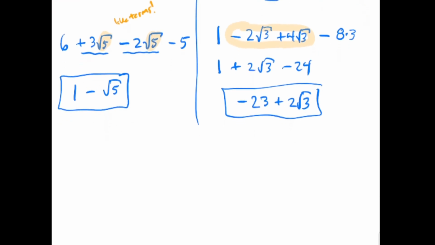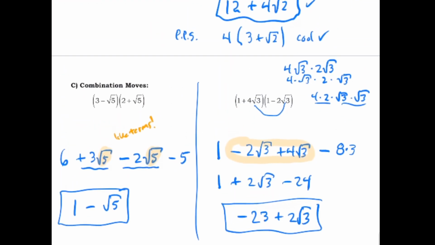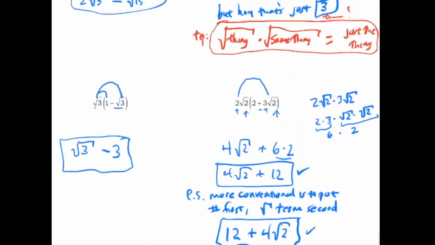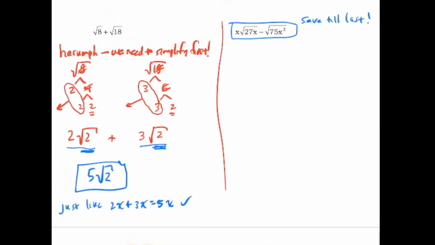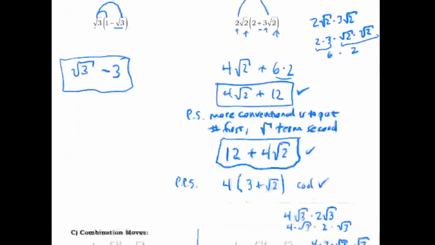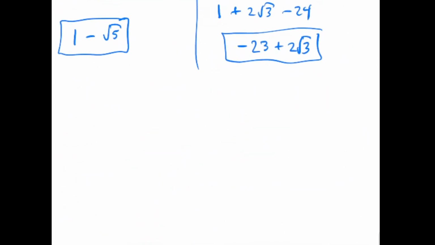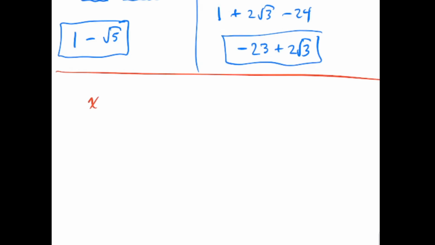Cool. Now, we have the one problem from the first page that we didn't do. It's right back here, right? I'm going to actually do it at the end here. I'm going to copy it because we've got plenty of space back here. So let's copy that problem back. Okay, it was this. It was x, so new problem: x radical 27x minus radical 75 x cubed. Okay.